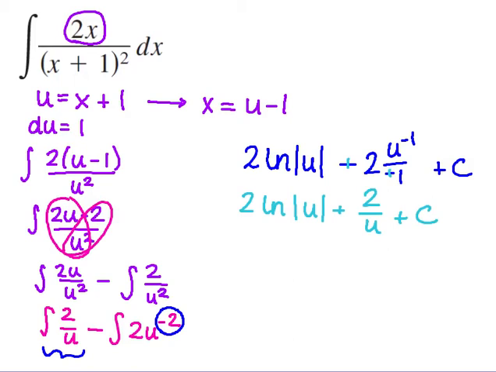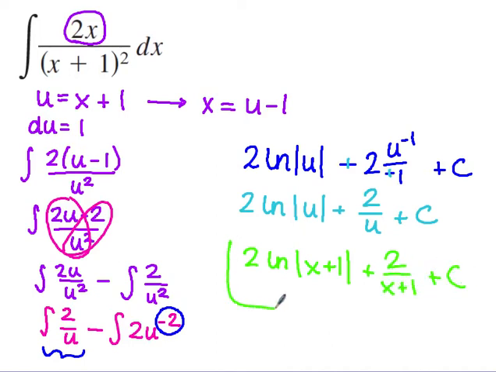So the final step will be to go ahead and just sub in what u is. So I end up getting 2 ln of x plus 1 plus 2 over x plus 1 plus c, and that is your final answer.